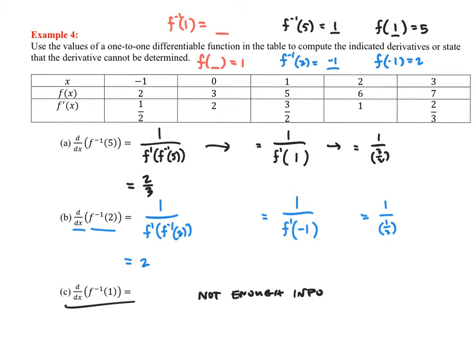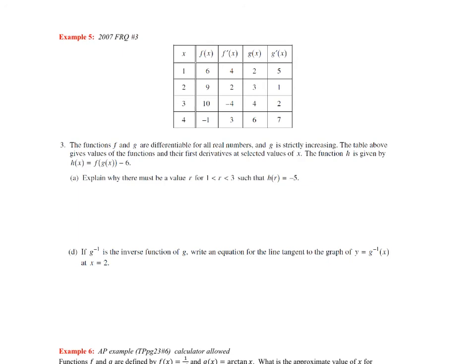Okay, let's apply this to a free response question from back in the day. Okay, 2007, problem number 3. This would be a no calculator problem. We're given a table of values for f, f prime, g, and g prime. And we're told that the functions f and g are differentiable for all real numbers and g is strictly increasing.